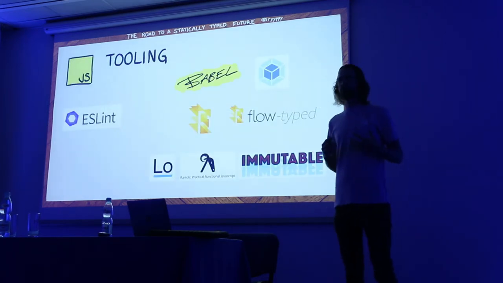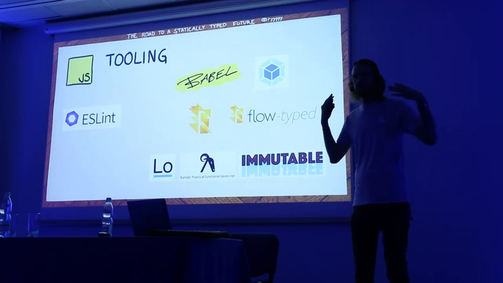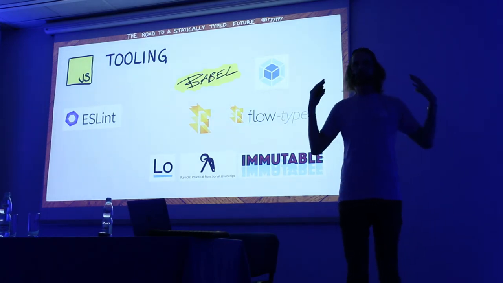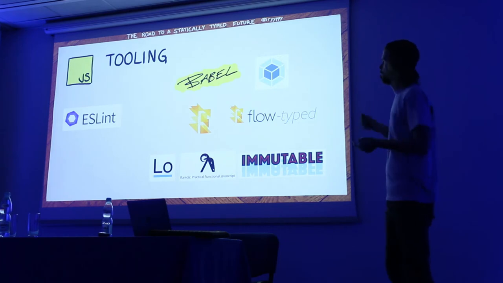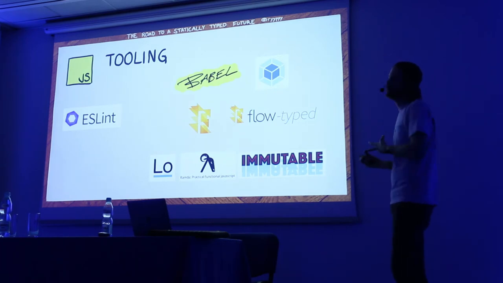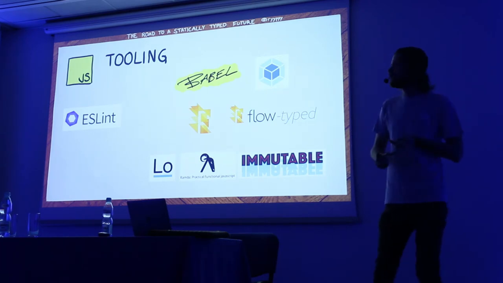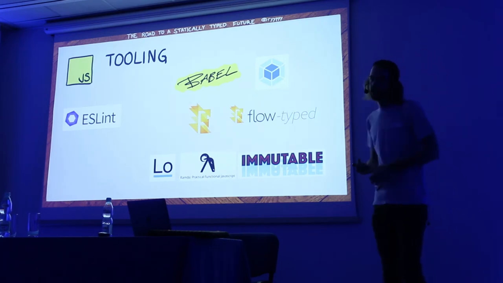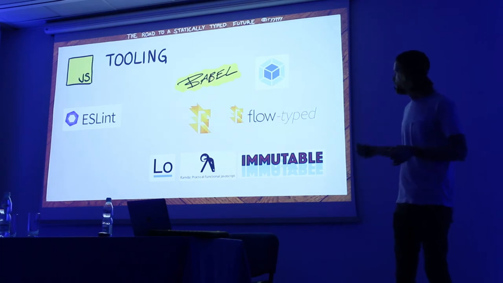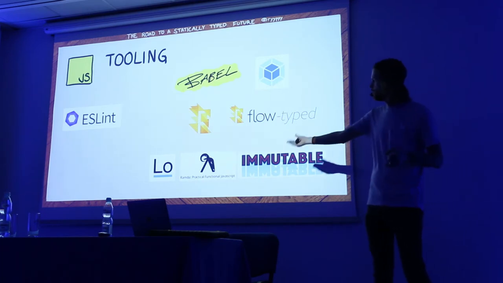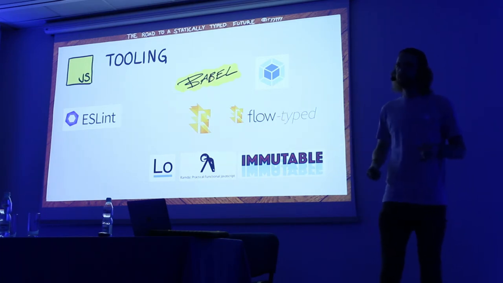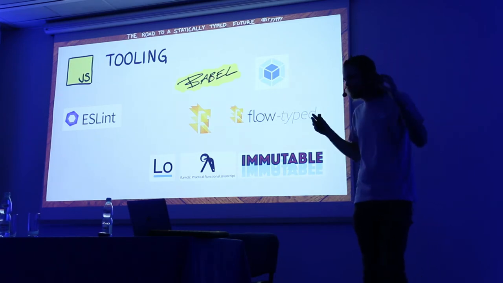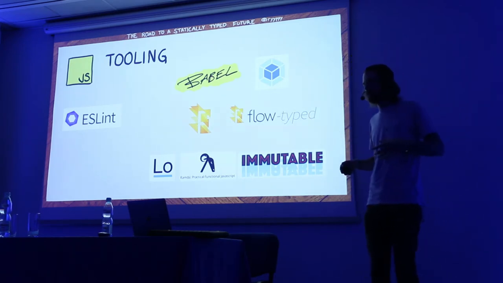If you think about JavaScript tooling, when you start a project, what tools do you need? First of all, you need ESLint. You need Babel to transpile the newest ES7 features. You need Webpack to pack everything together. You need Flow and FlowType to have static types. And maybe if you want to be functional, you need Ramda or Lodash or Immutable.js. This is all super loosely coupled. It's very hard to maintain.